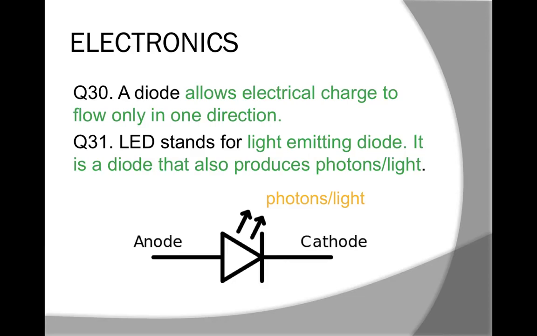I don't know if you guys are familiar with the band One Direction, if that's still relevant, but there was the band with Harry Styles. They only allow electricity to go in one direction. So when you're thinking of a diode, think of an English boy band.